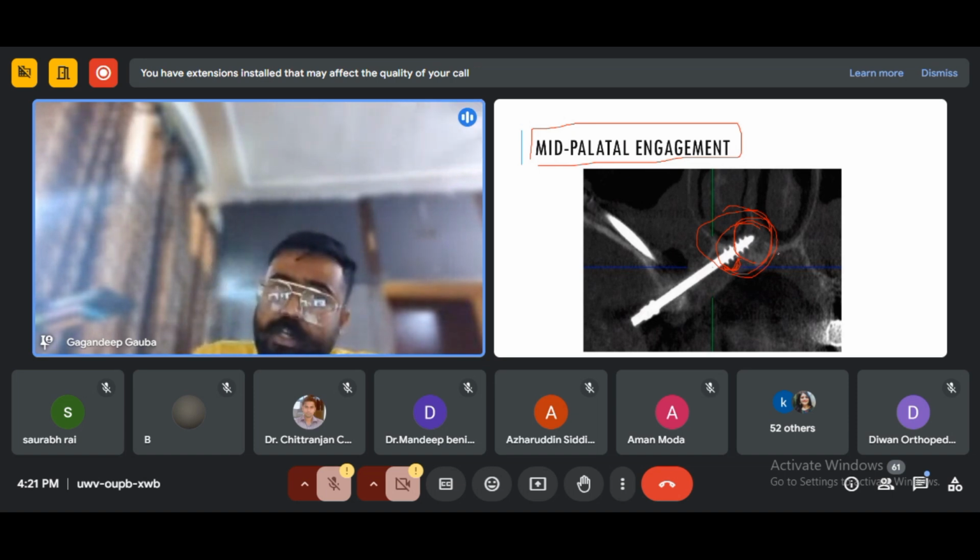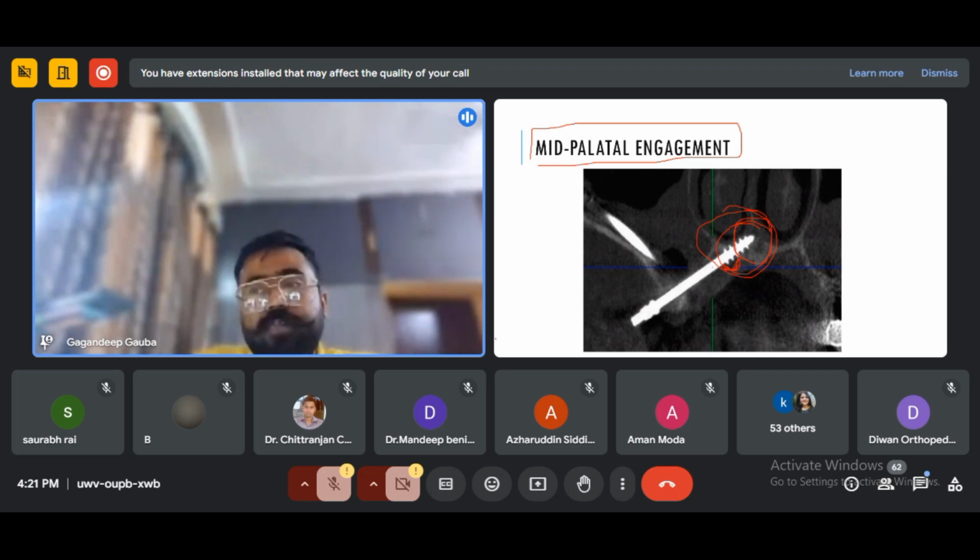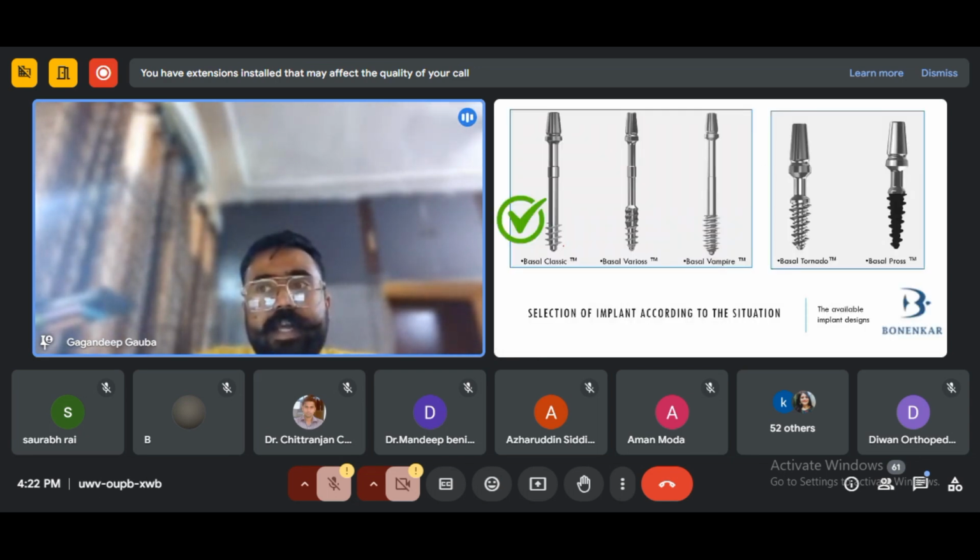When we are not sure that threads will be even submerged, the threaded part should always, even in a basal implant, be inside the bone. If we are not sure that the threaded part will be inside the bone, we will go with the basal classic implant, because of the smooth surface and the low profile of the threads, which can be exposed to soft tissue, right?